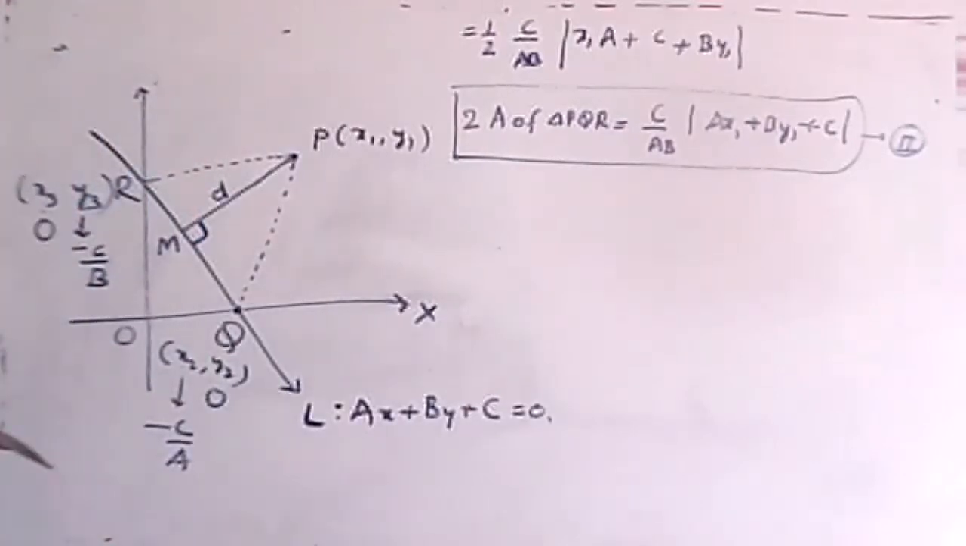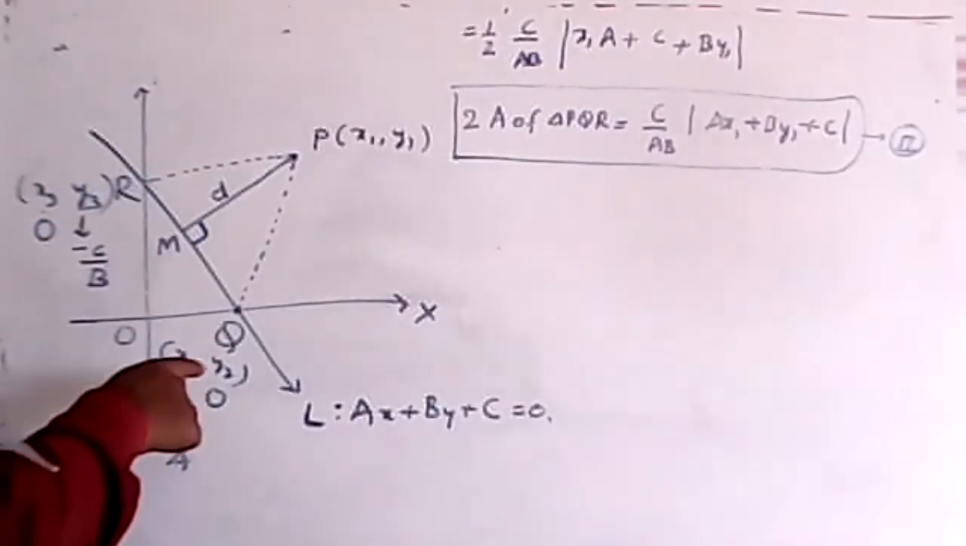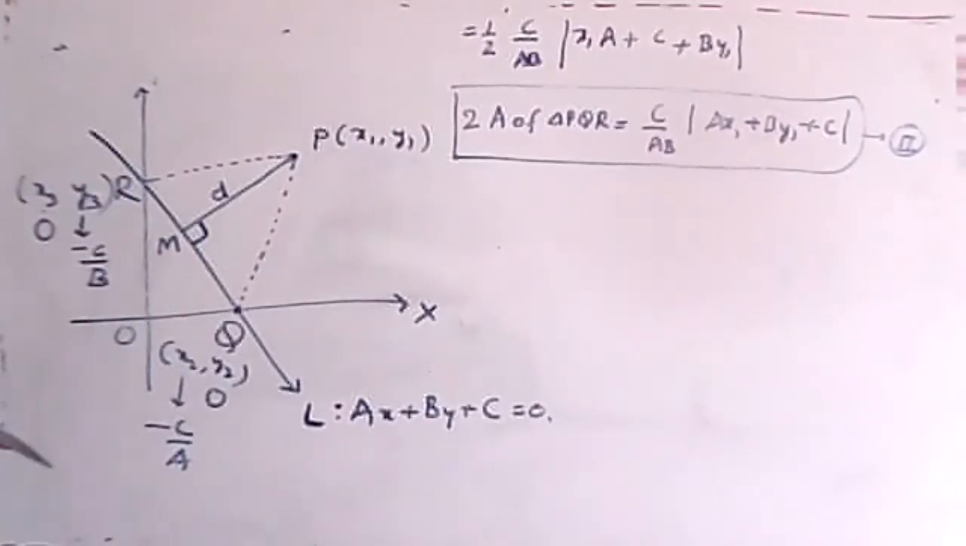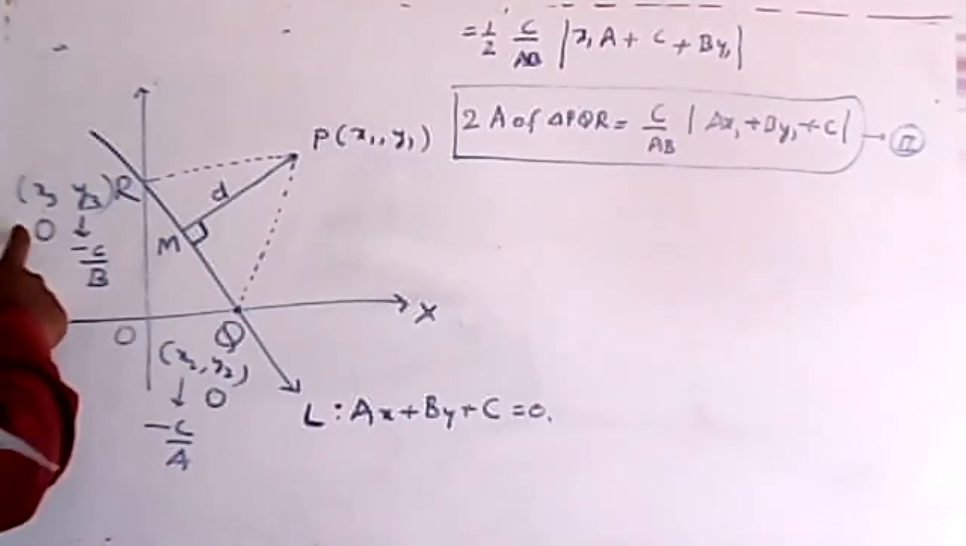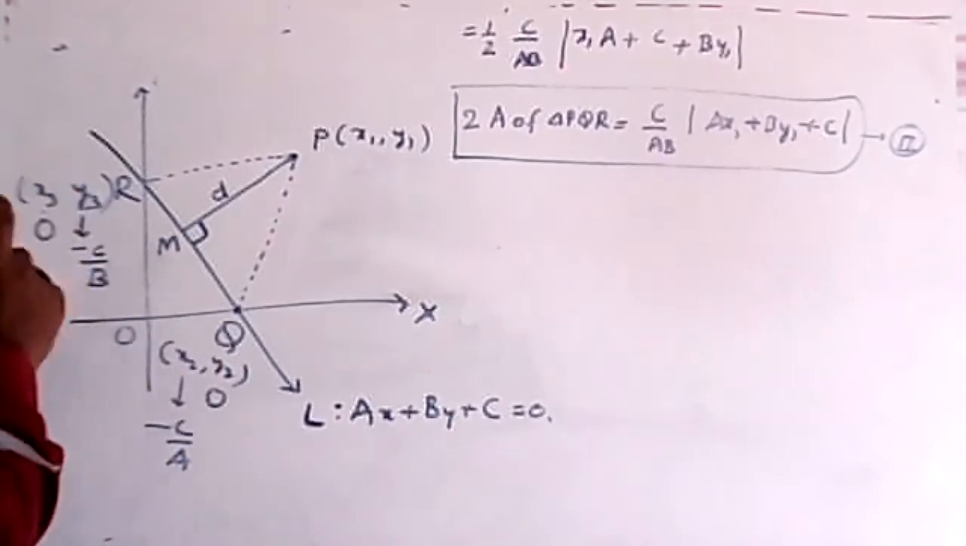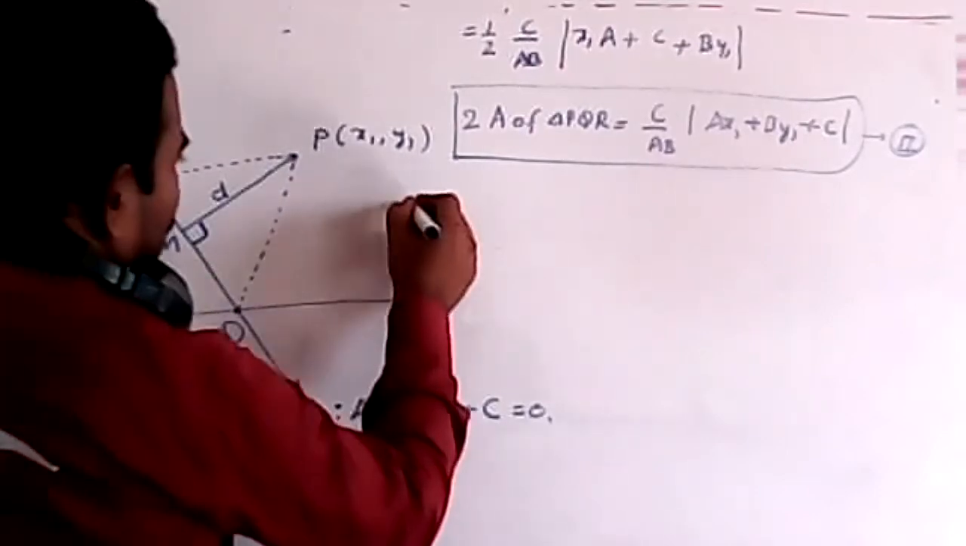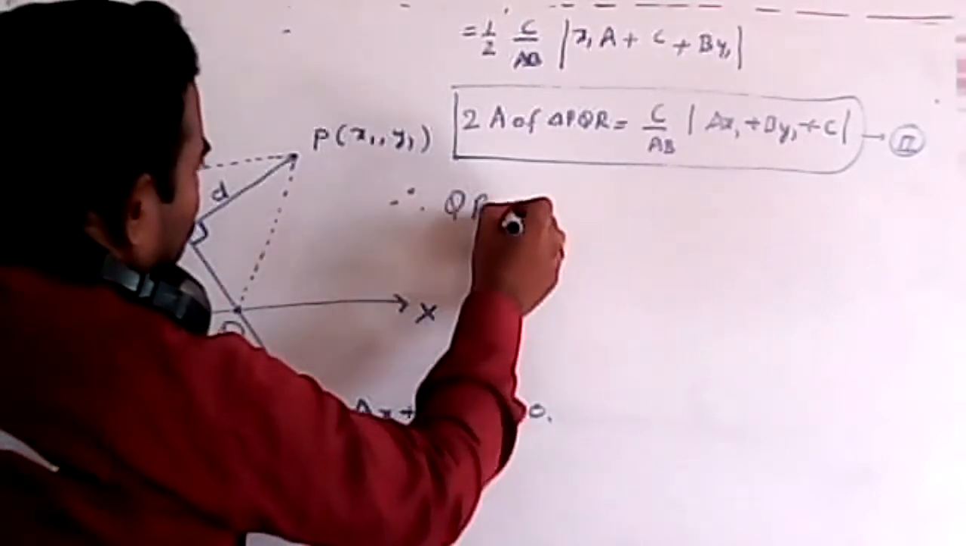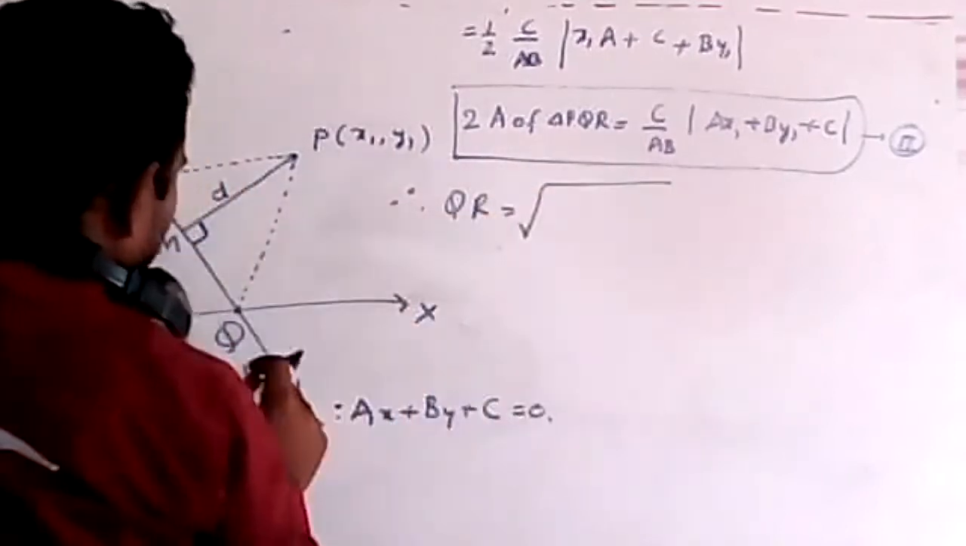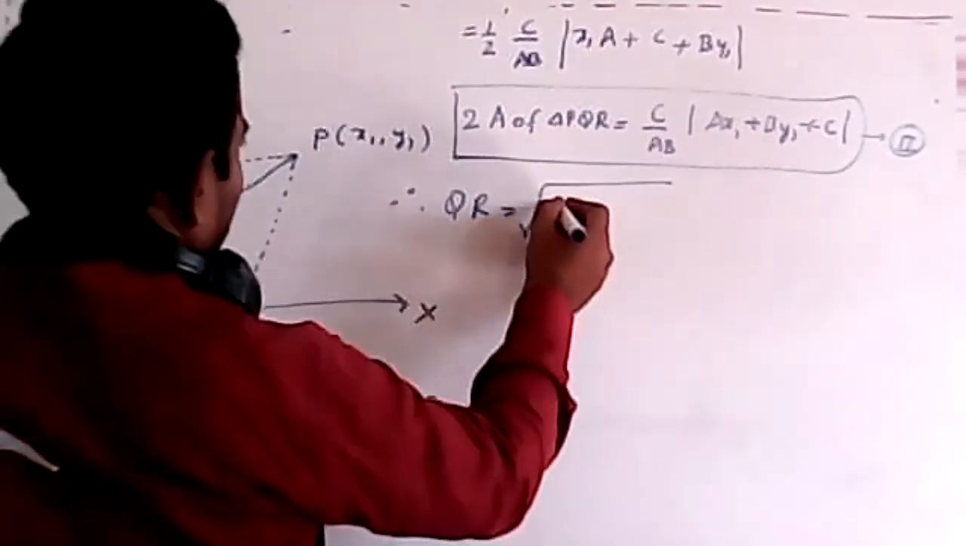So in the diagram, you can see Q is here, R is here. So then you can use the distance formula, that is x2 minus x3 whole square plus y2 minus y3 whole square. Therefore, QR is equal to root of x2 minus c by a.